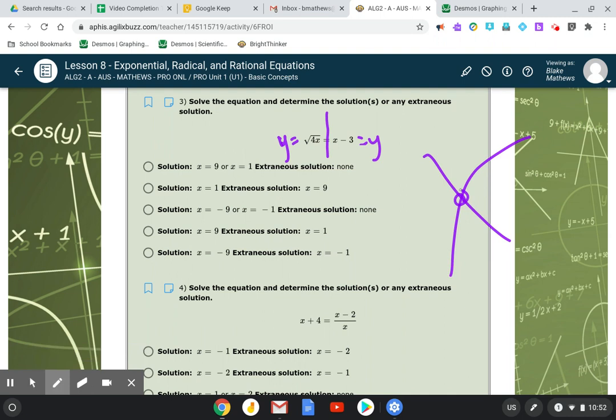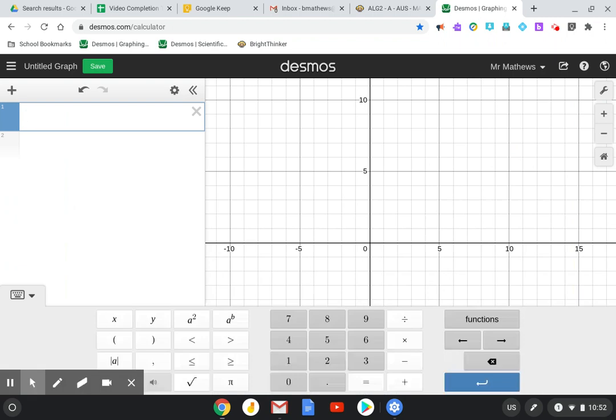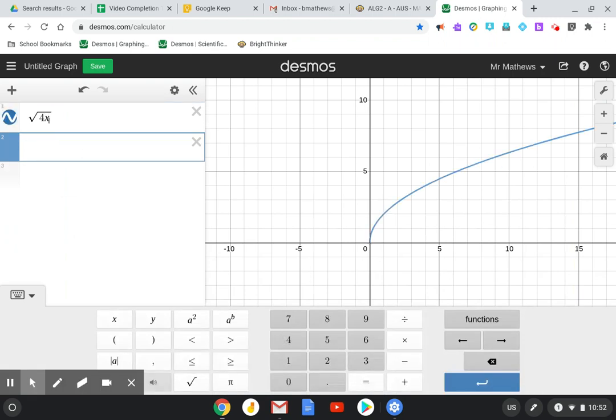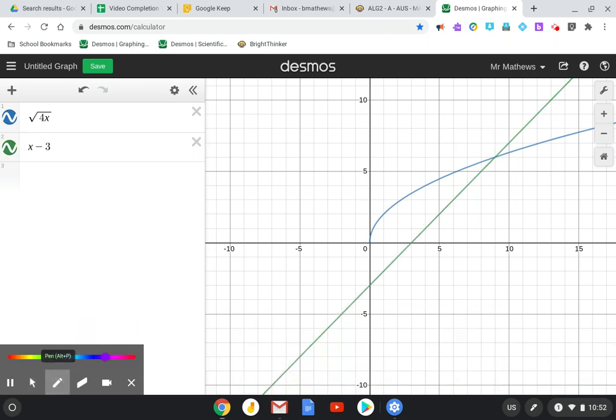So we're first going to look and see if these two things have any intersection points. When I say two things, I mean square root of 4x on one side, x minus 3 on the other. I'm going to jump over to Desmos and type those equations in there: square root of 4x and x minus 3. Okay, we can see clearly there is one place where those cross. Specifically, they cross at the point 9, 6.